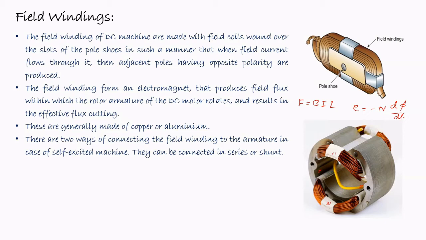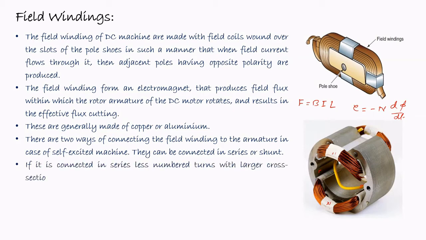So in this case, the field winding and armature winding should be connected to each other. So there are two possible types of connections. One is called the series connection. That means the field windings and the armature windings should be connected in series, or they should be in parallel connection.